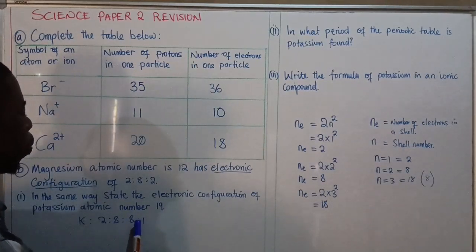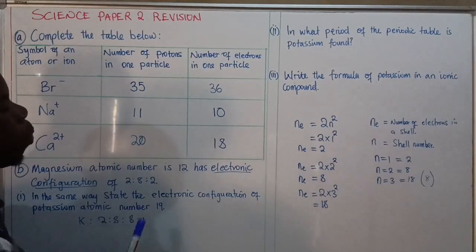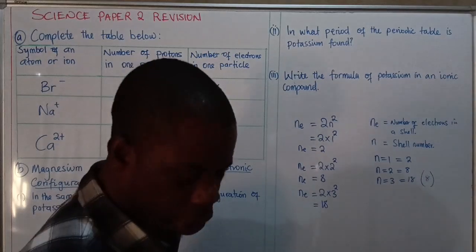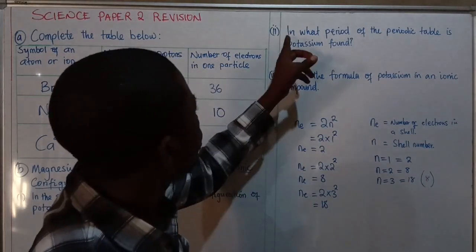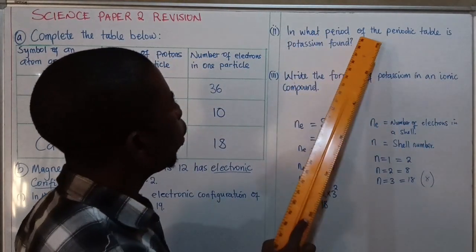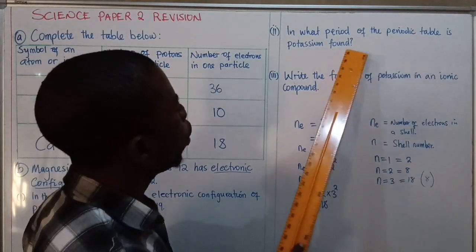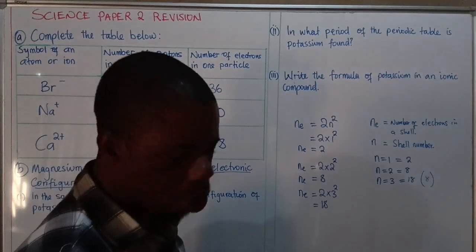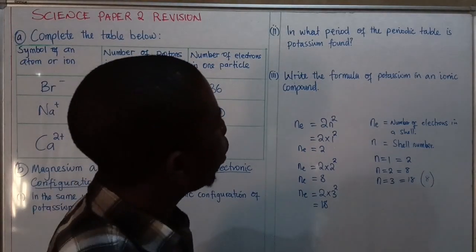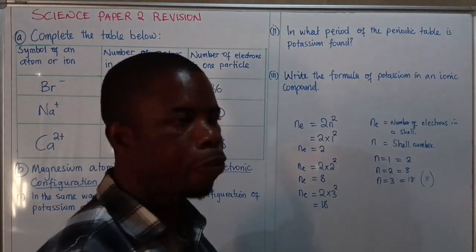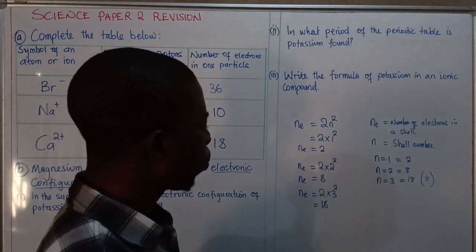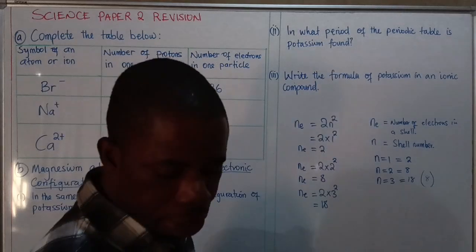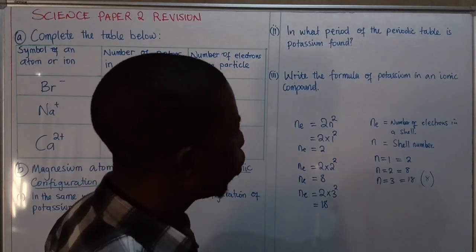So this is the electronic configuration for potassium. So we move to the second question, which is saying, in what period of the periodic table is potassium found? It's a very good question, guys. In what period of the periodic table is potassium found? This one, you can answer directly by checking the periodic table.